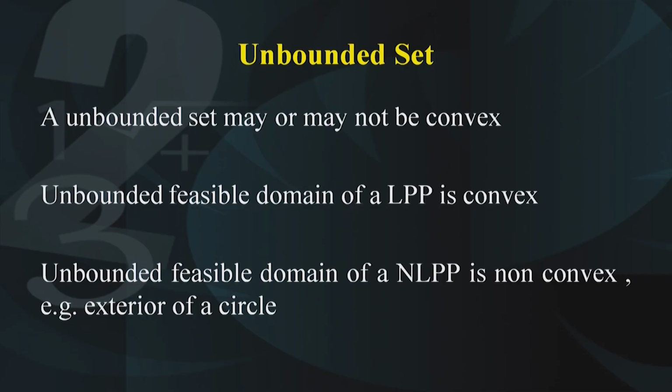And also let us look at unbounded sets. An unbounded set may or may not be convex, and an unbounded feasible domain of a LPP is convex. An unbounded feasible domain of a NLPP is not necessarily convex, for example, the exterior of a circle.